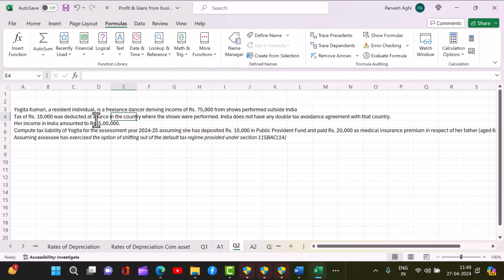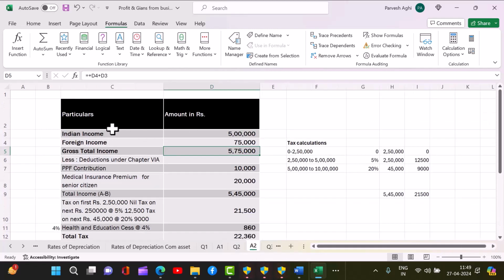So if you see the question, she is earning 75,000 as income from outside, where 10,000 has been deducted, and she has earned 5 lakh rupees in income in India. Okay. So we just go back. So this is her total income, Indian income and foreign income. So GTI is 5 lakh.